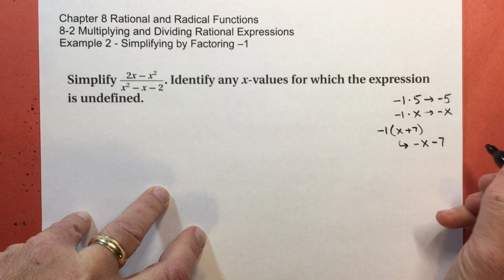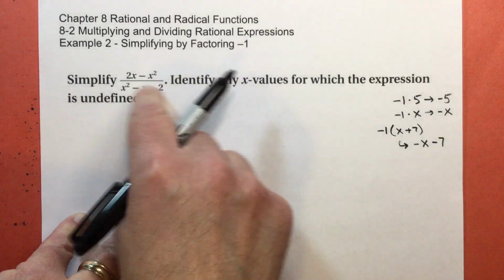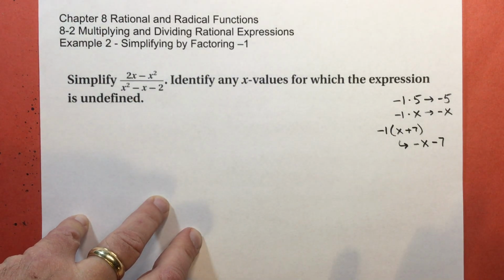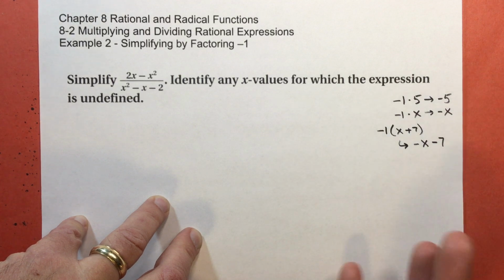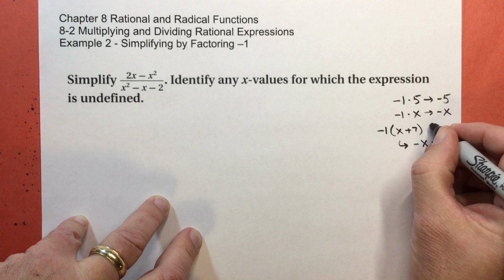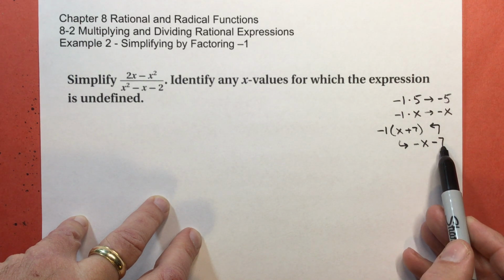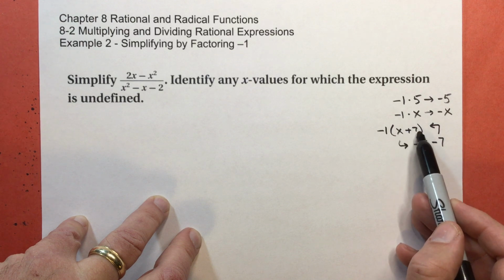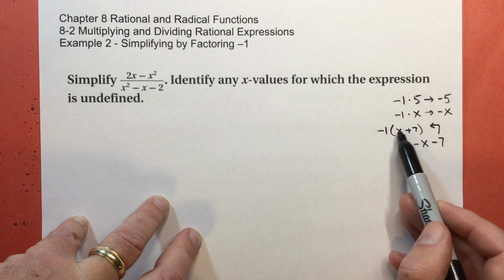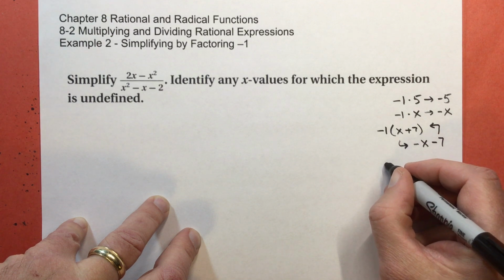What I actually want to do here, I am going to be multiplying, but I'm not going to be using multiplying to simplify. I'm going to be factoring, which is the opposite of multiplying. So I'm actually going to go this way. I'm going to have -x subtract 7, and that's going to factor out a -1 and just get -1 times x plus 7.